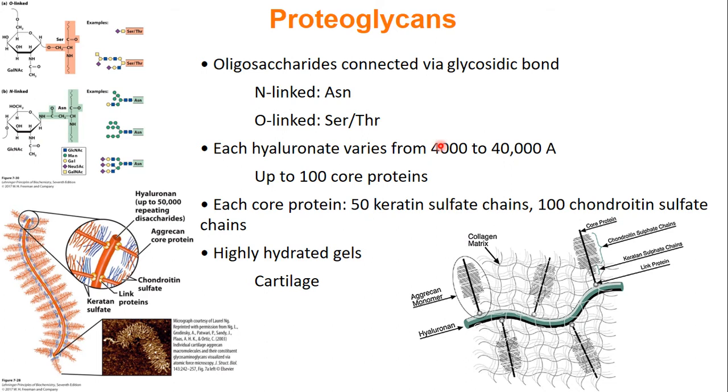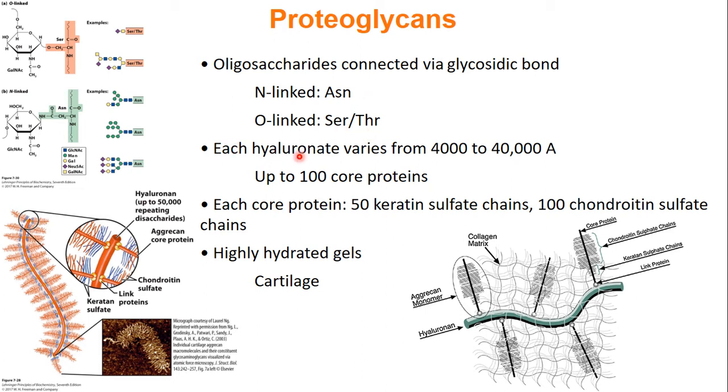Now these proteoglycans have these sugars attached to the protein, and sugars can attach to proteins either through an N-link or an O-link. This N and O is just telling you what atom you're attaching to. N-linked is through asparagine, while O-link will be serine or threonine.